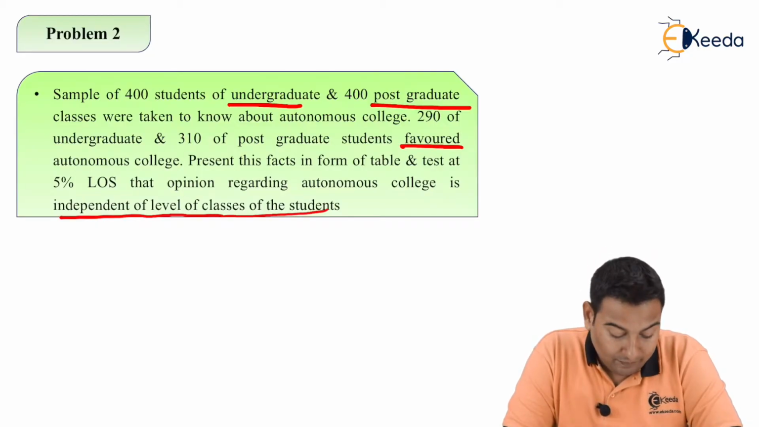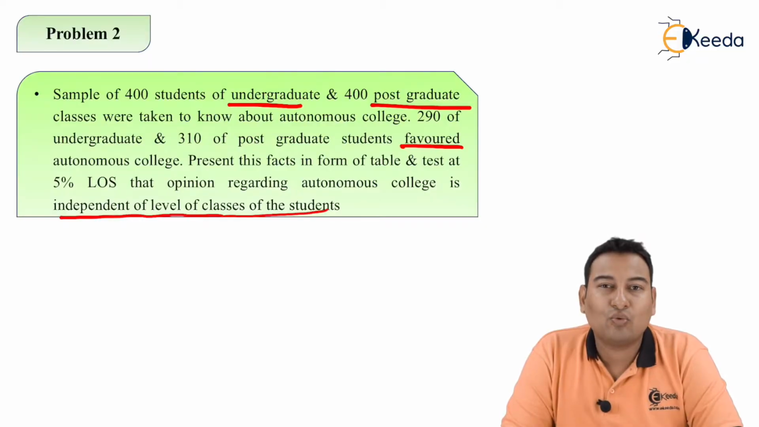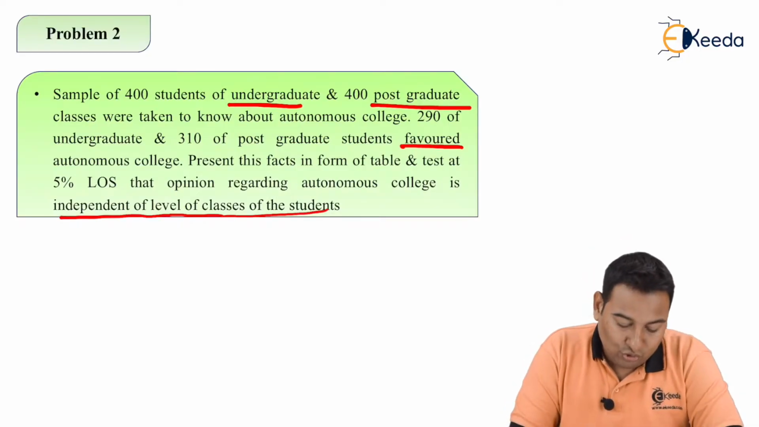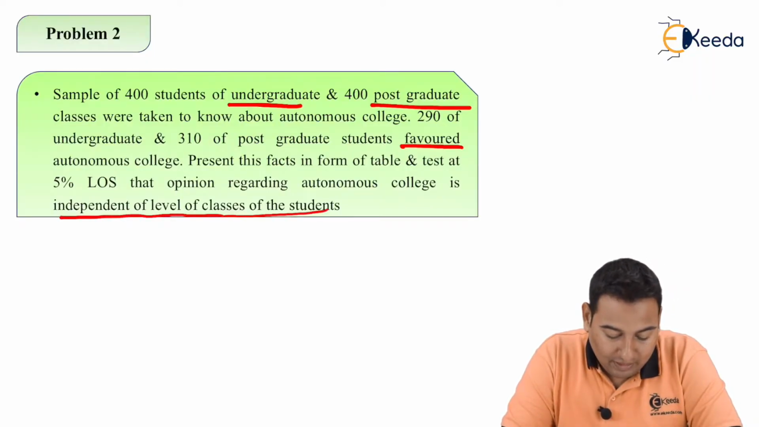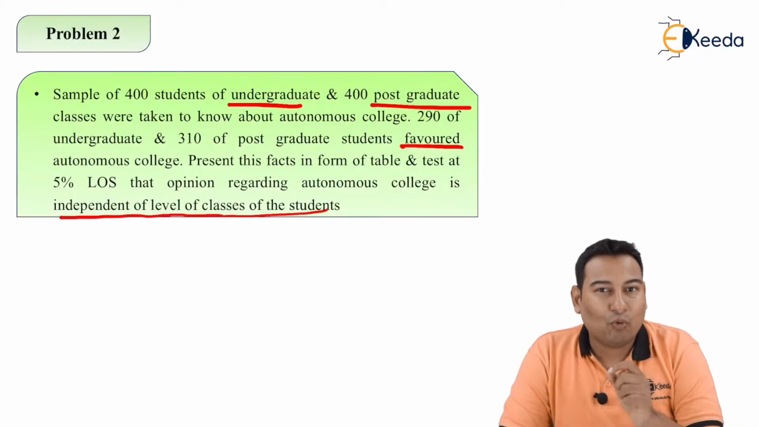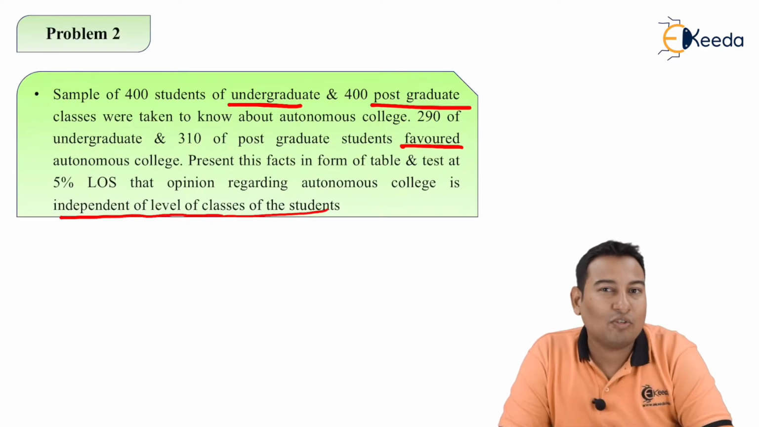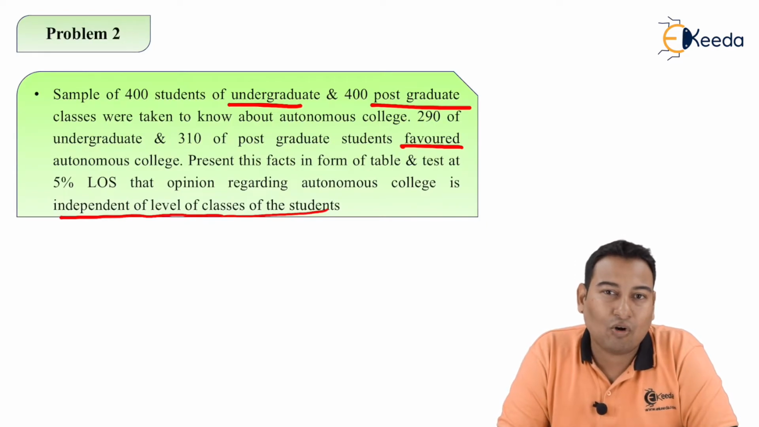The problem is actually that there are 400 undergraduate students and 400 postgraduate students. Few students favored the autonomous college, few opposed it. We need to check, is there any relationship between the opinion and the class? That means postgraduate, undergraduate, these classes, and the opinion, that is, whether a college should be autonomous or not. Is there any relationship between them or not?